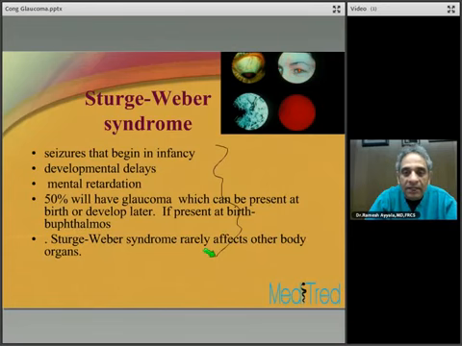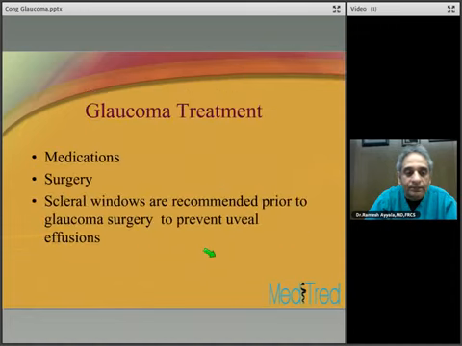As you can see, there's a port wine stain of the lid. You can see dilated conjunctival blood vessels, and you can see cherry red appearance of the retina because of the choroidal angioma.